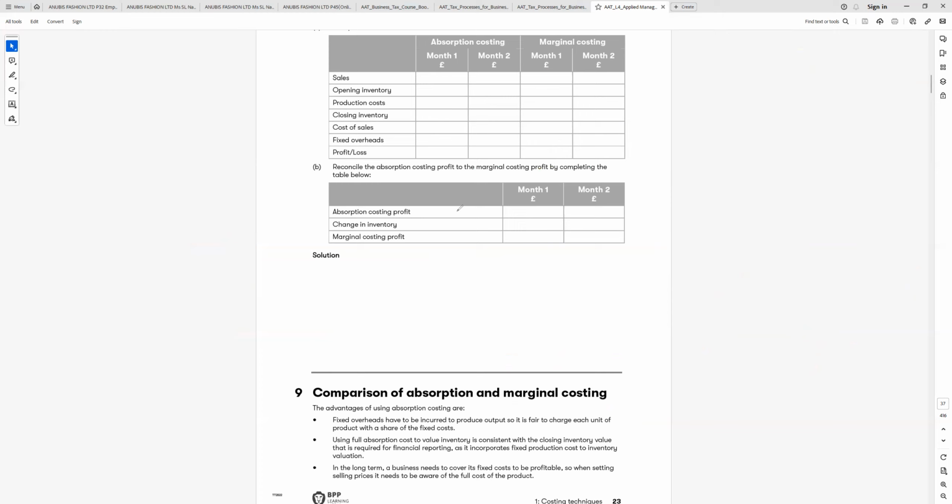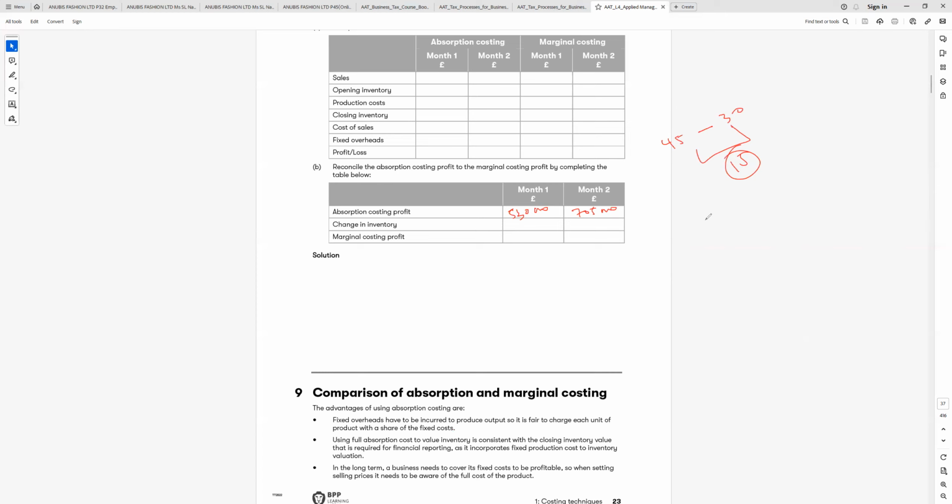Opening inventory, we can see here for the reconciliation. We can see absorption costing, month number 1 profit, we had 530,000. Month number 2, it was 705. We just took from the previous period. So change in the closing inventory, that's the trick. So closing inventory, the difference was 15. Under the absorption, it was 45. Under the marginal, it was 30. So you can see the difference is 15 in the closing inventory.